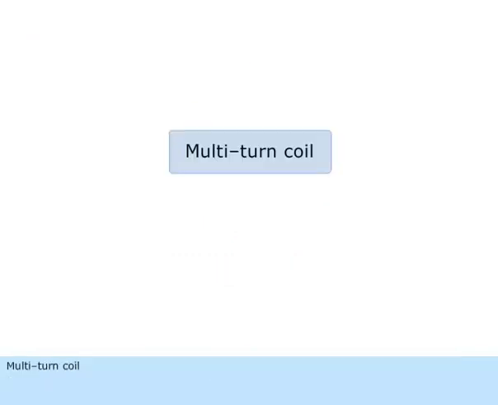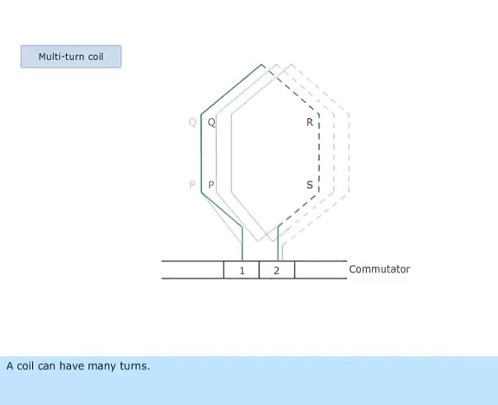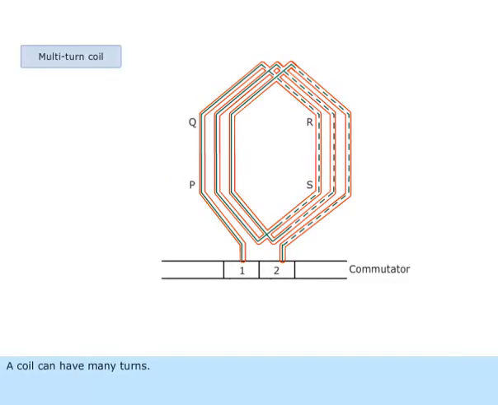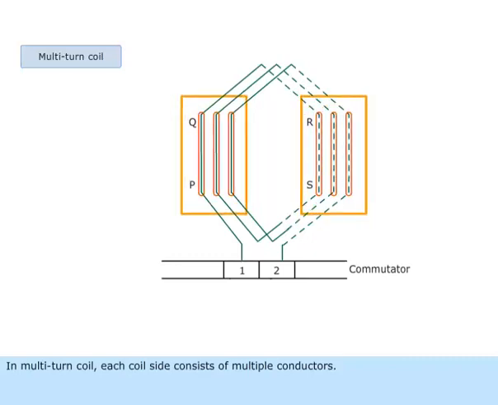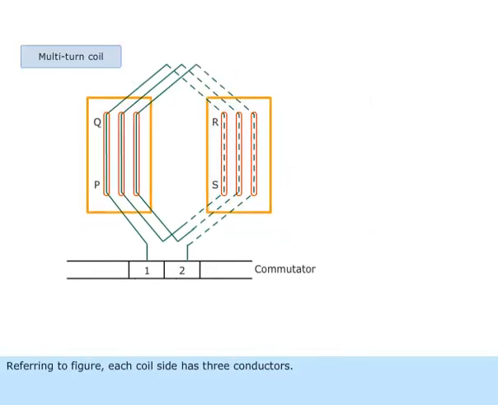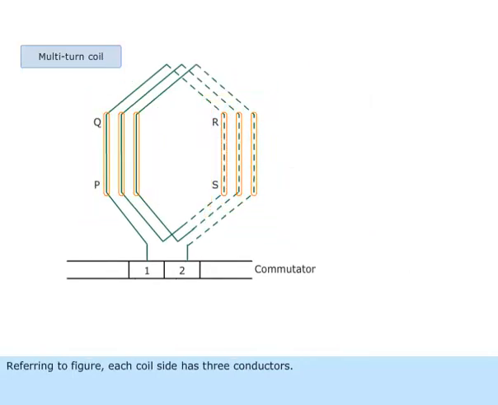Multi-turn coil. A coil can have many turns. The schematic diagram of a multi-turn coil is shown. In multi-turn coil, each coil side consists of multiple conductors. Referring to figure, each coil side has 3 conductors.